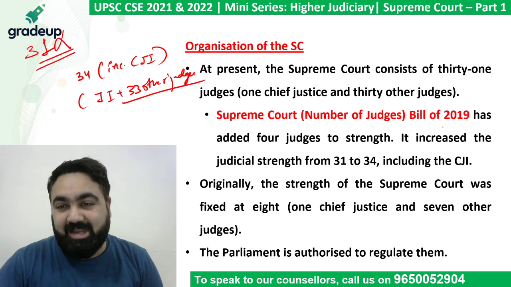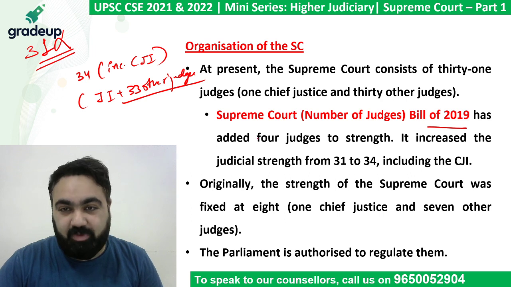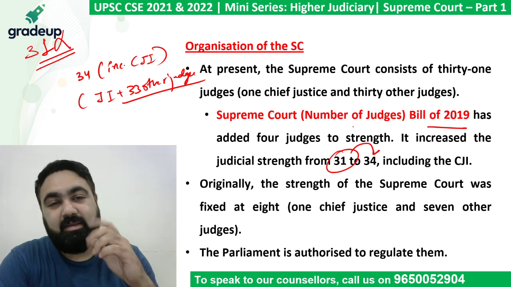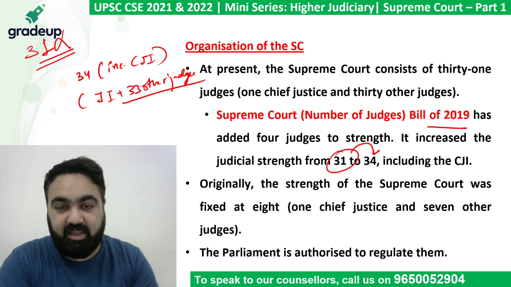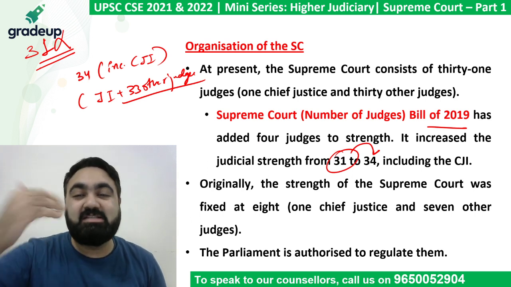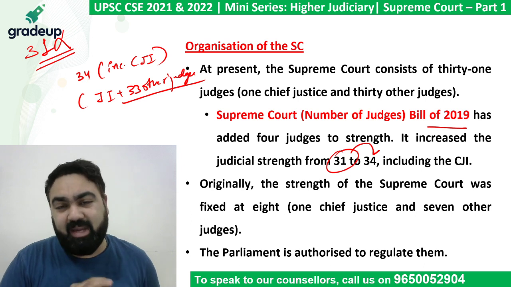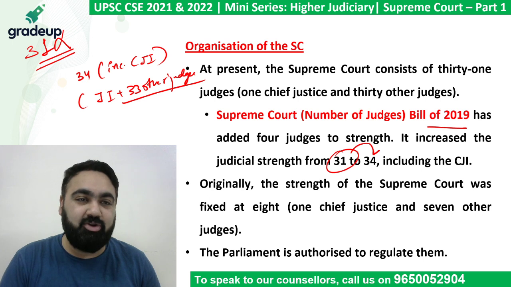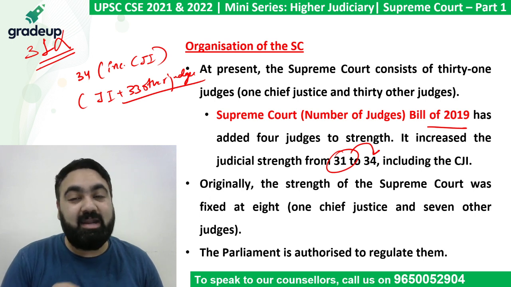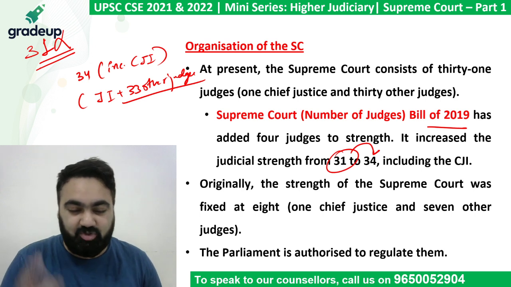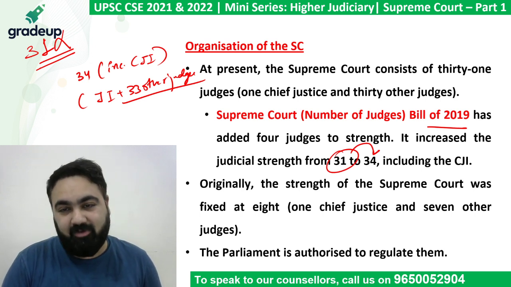In 2019, the Parliament amended the Supreme Court Number of Judges Act and increased the number of judges from 31 to 34. Now, remember, guys, this is the first biggest takeaway. If you have to change the number of judges in the Supreme Court, if you have to increase the total strength, or make any change in the total strength of the Supreme Court, it is the Parliament that has the power to do that. It might get confusing because in case of High Court, the President has the power to do that. But in case of Supreme Court, it is the Parliament that has the power to do that.